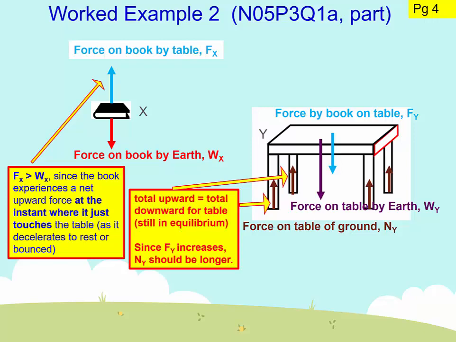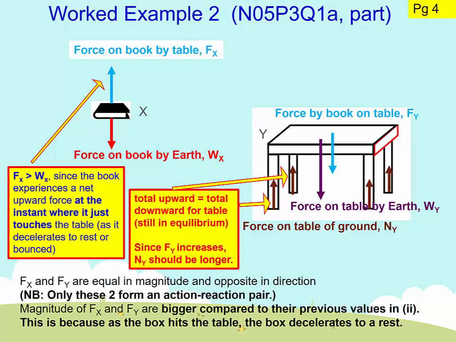However, Fy will increase because when the book hits the table, this time it hits harder than work example 1. So the force should be greater. If Fy is greater now, the ground must support it with a greater force so that it doesn't fall through the ground. So Ny also should be longer. Right? So in this case, the magnitudes of Fx and Fy are bigger compared to their previous values in work example 1.